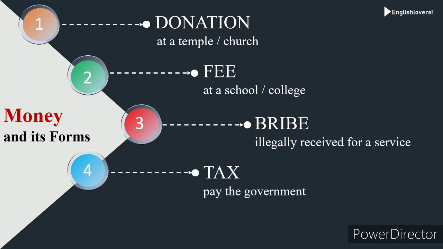Next is tax. Tax is the money that we pay to the government. Government takes tax from the people and utilizes this tax for the welfare of the people. There are different types of taxes like income tax, company tax, excise tax, and government uses those taxes.